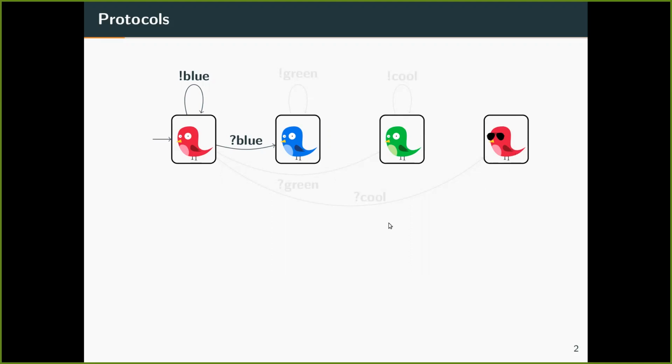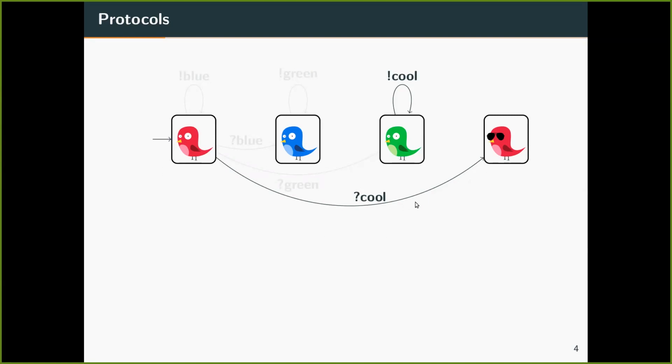Now let us look at the transitions corresponding to the green message. Similar to the blue message, at the blue state, there is a self loop which allows an agent to send the message green. And similar to the previous case, if an agent is at the red state and it receives a message green, then it can move to the green state. Finally, if an agent is at the green state, then it can take a self loop and send a message cool. And if an agent is at the red state and receives a message cool, then it can move to the cool state by means of this transition.